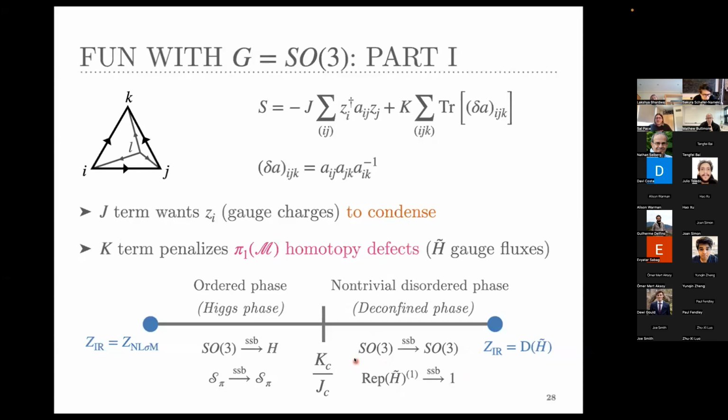And then lastly, the SO3 symmetry is not spontaneously broken in this phase because it's a deconfined phase of gauge theory, and the electric matter, the Z's, are going to be gapped. They're not going to be condensed.